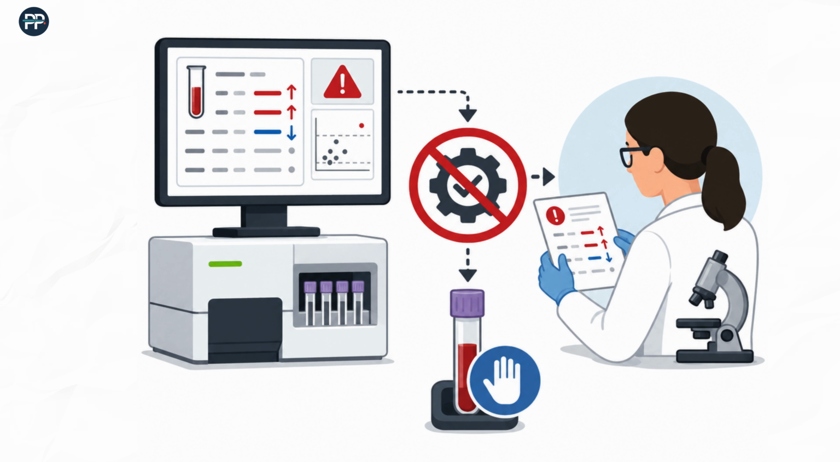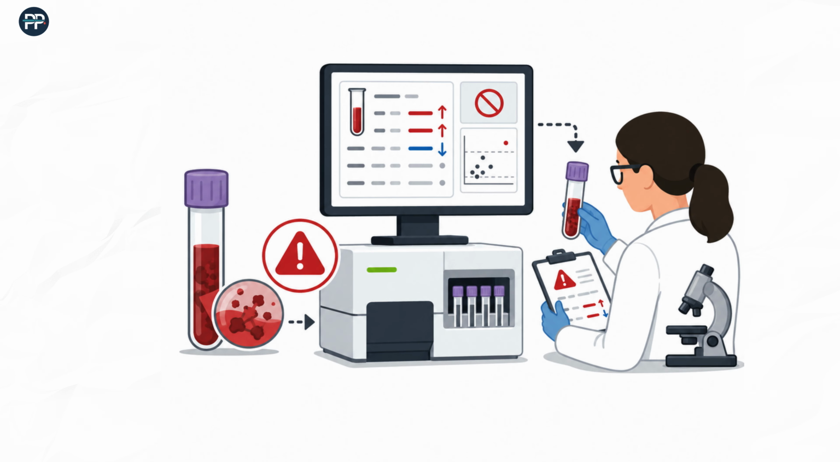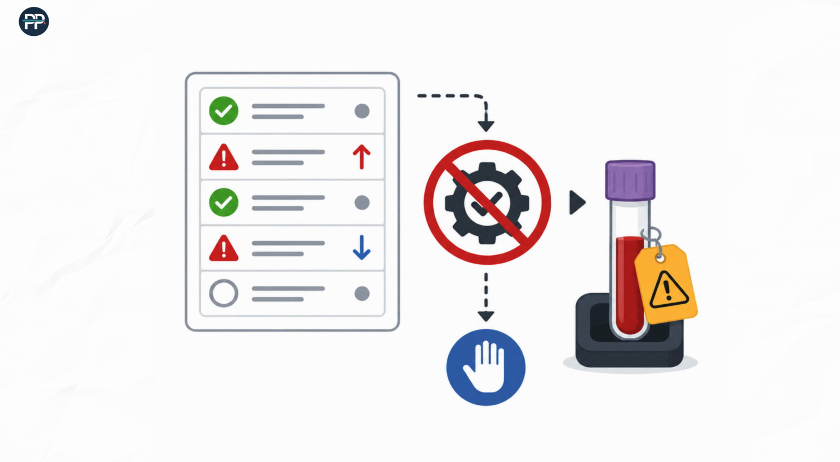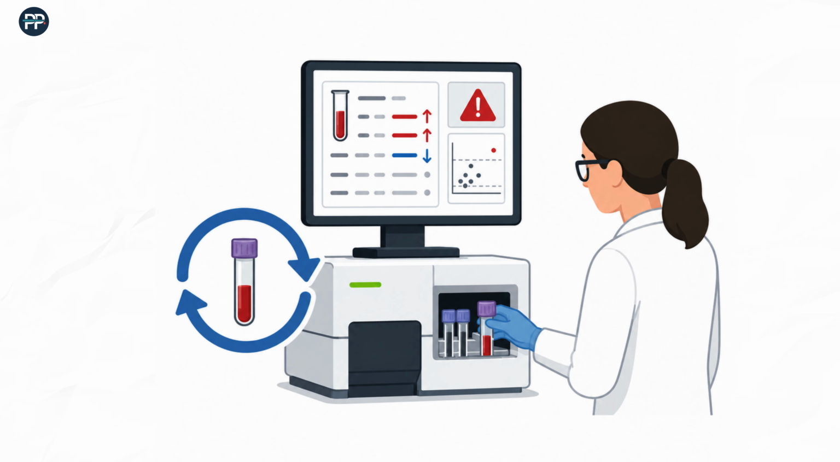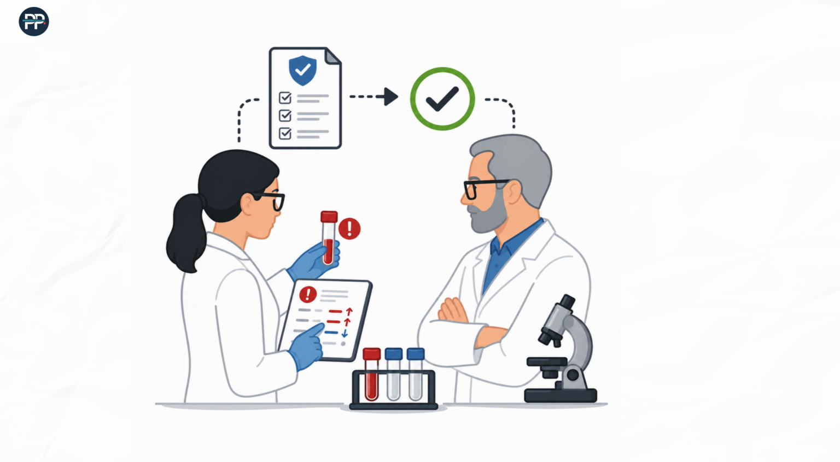If the result is unusual, unexpected, outside critical limits, affected by sample quality, or does not meet the laboratory's release criteria, it should not be released automatically. It must be held for review, repeated if necessary, investigated, or escalated to senior staff according to laboratory procedure.